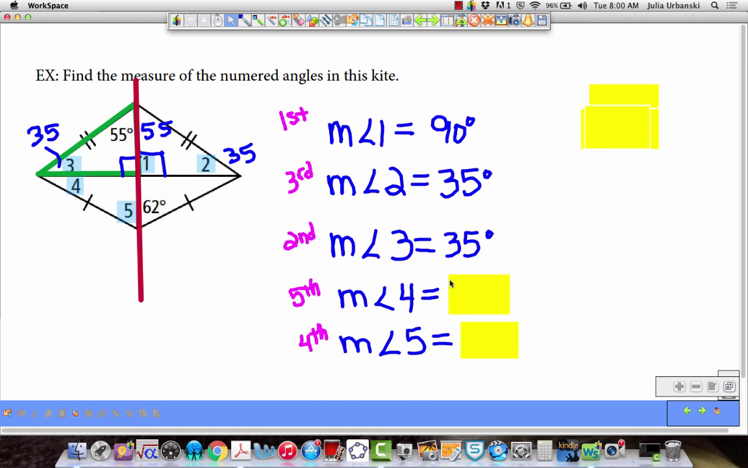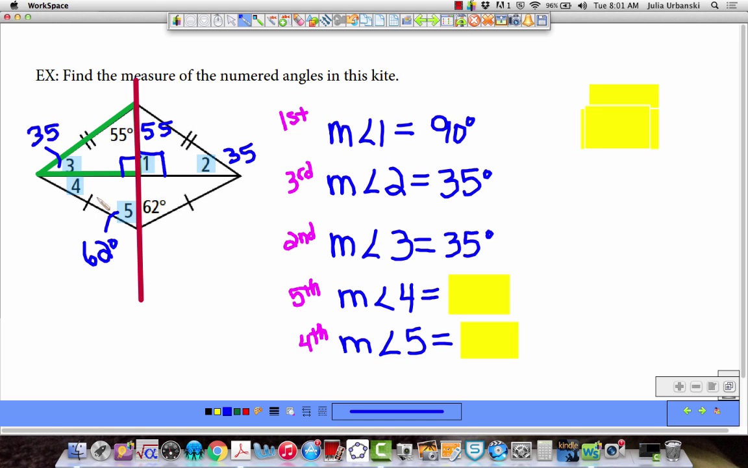Okay, 35 and 35. Next easiest one to find is angle 5. What would angle 5 be? 62. Yep. It's not the same as this one across from it. Okay? These are the ones that get cut in half. And the only way to memorize that is to memorize that it's the ones between the two matching sides.